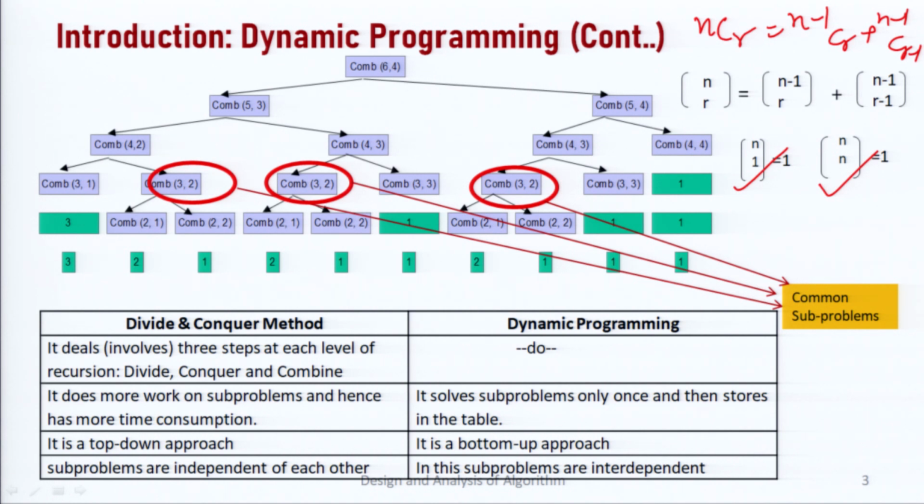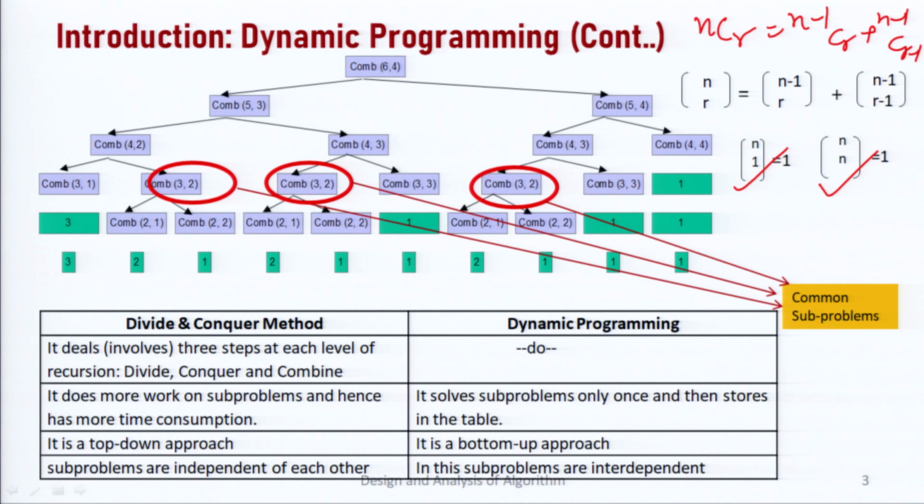Let us see here, if you want to find the combination 6C4, then using formula 1 we are dividing this problem into two sub problems. The first sub problem is n minus 1 C r minus 1, that is 5C3, and the second is n minus 1 C r, that is 5C4. So basically we are dividing a problem into two sub problems. Again these sub problems are divided into a number of sub problems, till we end up at the base conditions.